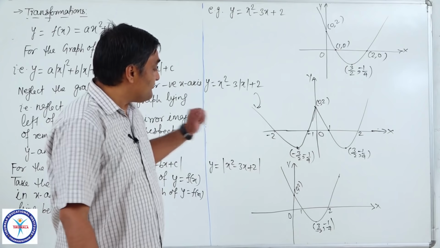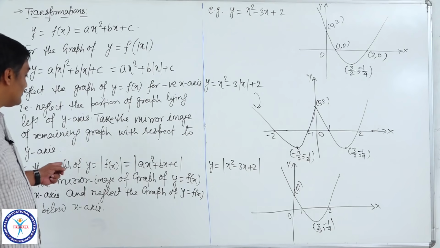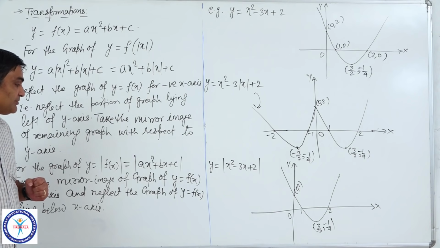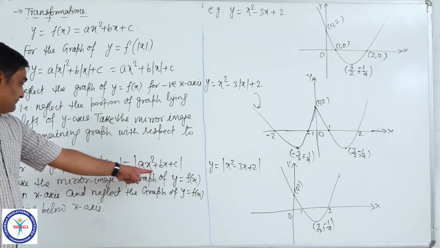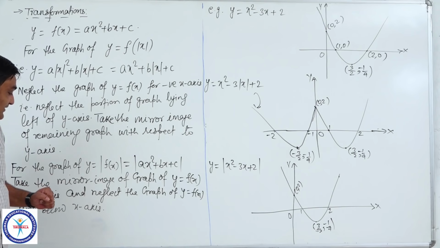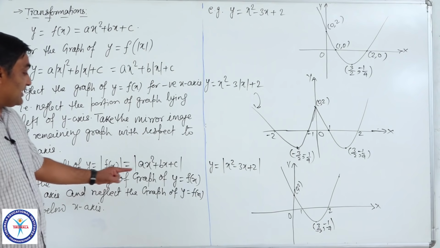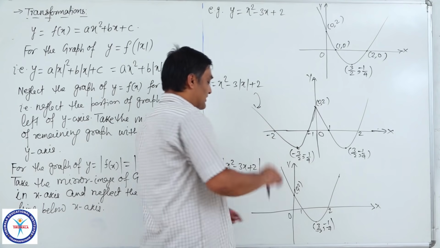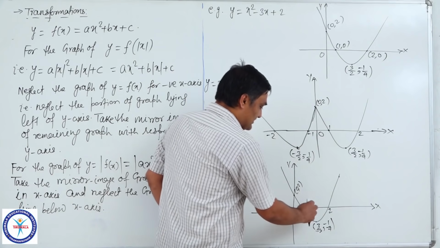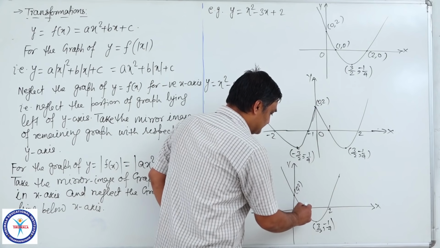What if there is a mod sign on the whole expression? What is the theory saying? Take the mirror image of the graph of y equal to f of x in the x-axis. Neglect the graph below the x-axis. If we take a mirror image, then this portion will be like this.